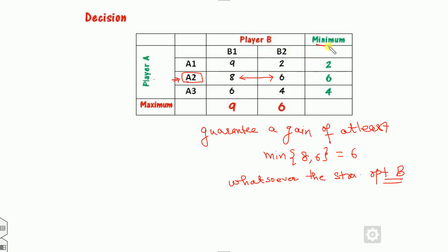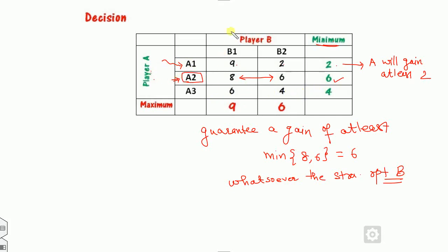So that's why we are talking about the green. Green is representing player B. So the at least 6 is the unit gained by player A, whatever the strategy opted by player B. Similarly, look at the minimum of 9 and 2, which is 2. What is the meaning of this 2? Player A will gain at least 2 rupees, or 2 units, whatsoever the strategy opted by B, when player A chooses strategy A1, and similarly for the others.